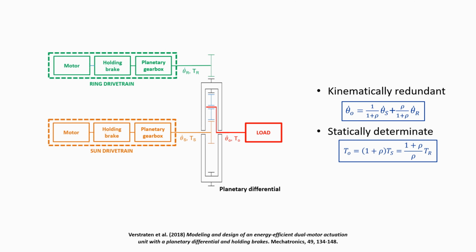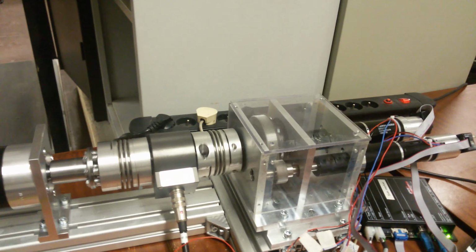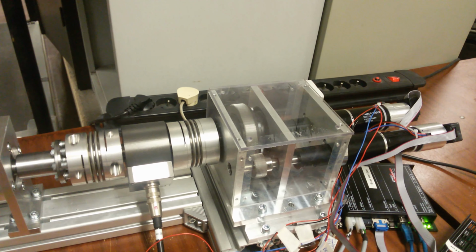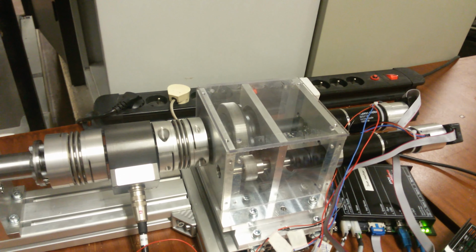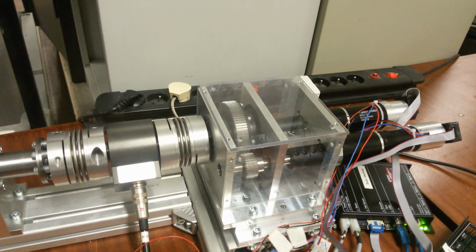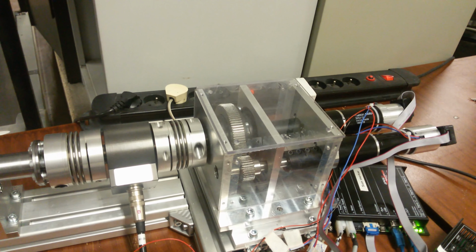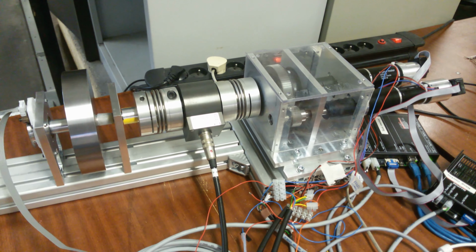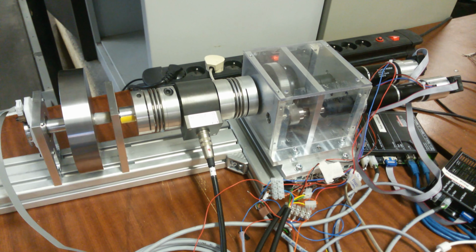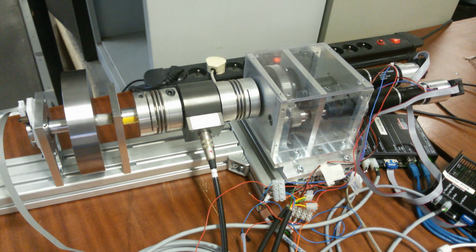If we also add brakes to the different branches, we can choose to only work with one of both motors. This further increases the actuator's energy efficiency and, more importantly, extends the actuator's operating range. We built such an actuator and compared it to a regular servo motor with a similar torque and speed range. In experiments at steady state as well as in dynamic experiments, the dual motor actuator proved to be more energy efficient than its single motor equivalent.